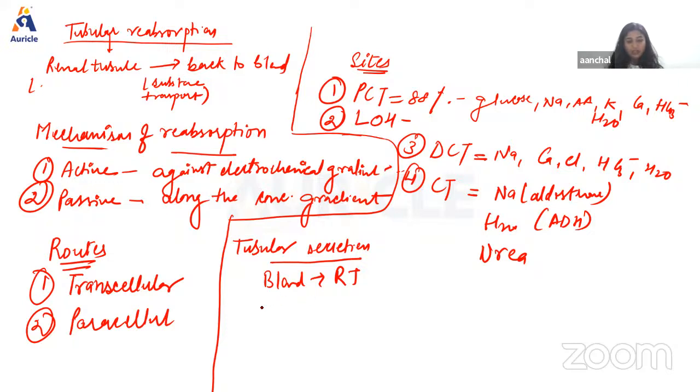Okay. And substances like PAH, that is para-aminohippuric acid, then amino derivatives, then penicillin.